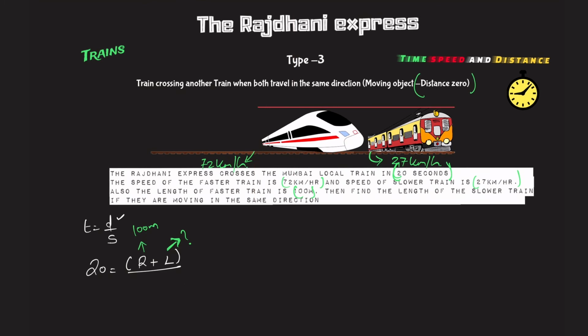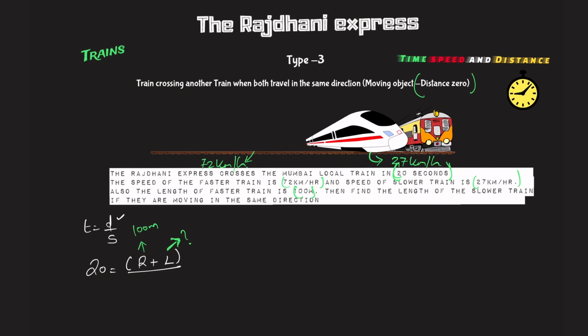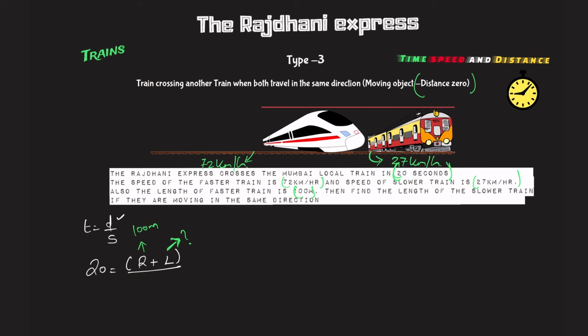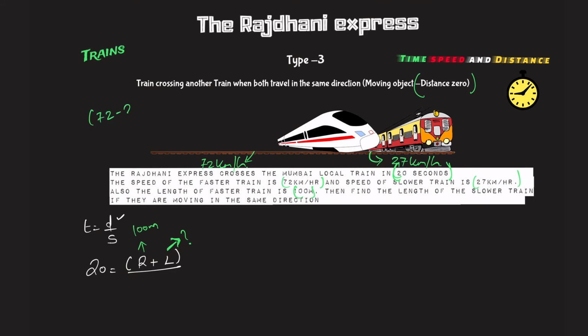72. Will move by what? 72. But then this Rajdhani got ahead of the local train by what? By how many kilometers did it get ahead of this? It got ahead by 72 minus 27. You will say, how is this happening?